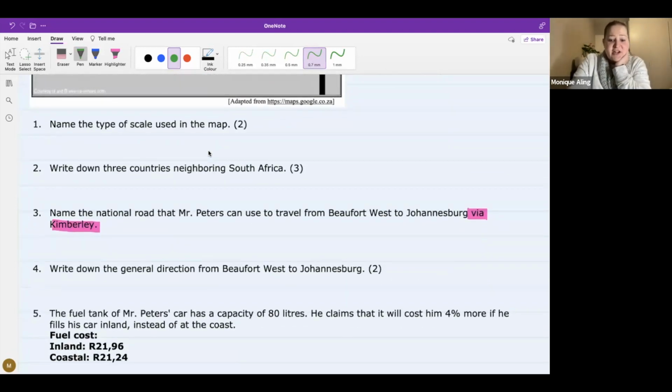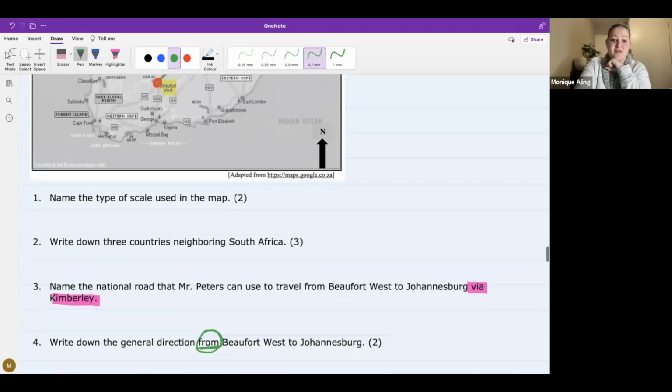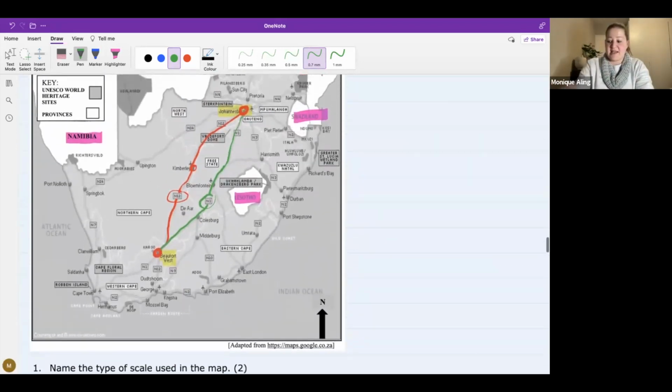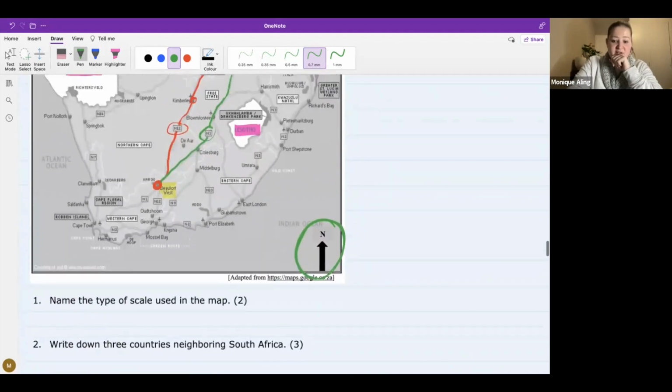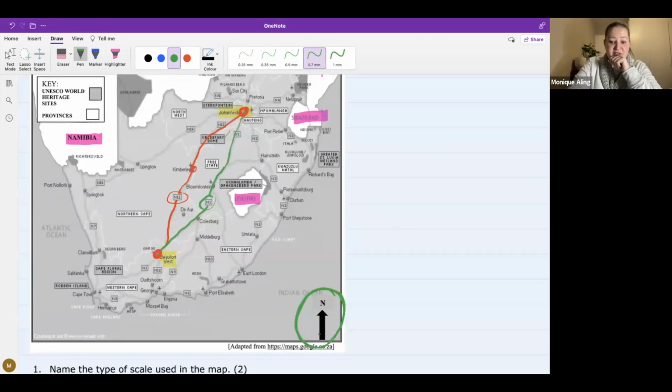Write down the general direction from Beaufort West to Johannesburg. So remember, whenever you're looking at directions, the key word is from. Where are you starting from? So the general direction from Beaufort West to Johannesburg. They've given us a compass direction here. We can't always assume up is north. However, in this case, we can. North is going up. So in what general direction? From Beaufort West to Johannesburg.